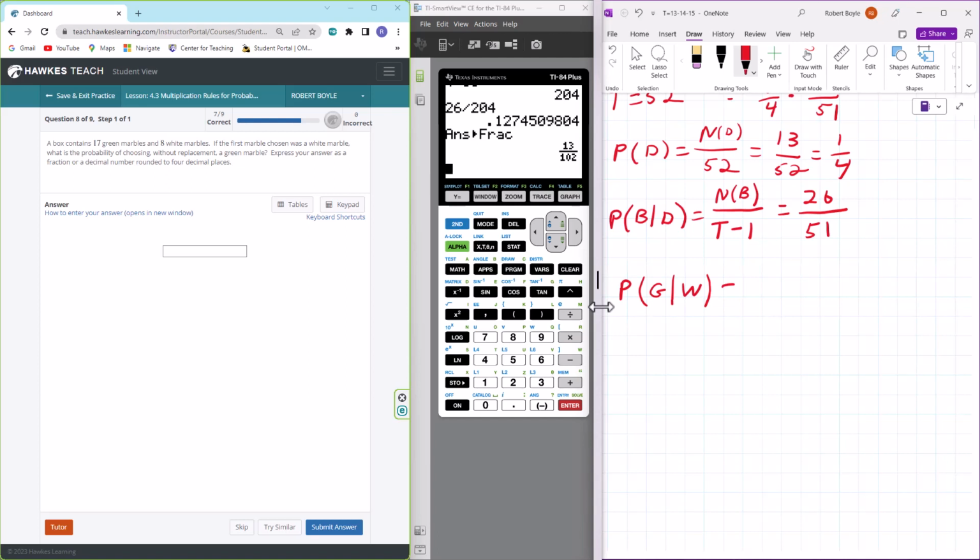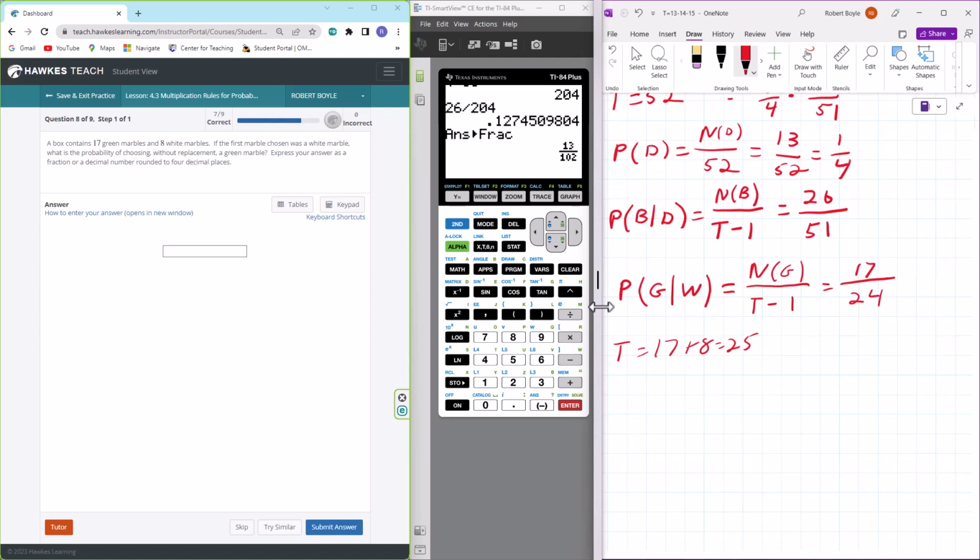Okay, well that is going to be equal to the total number of green marbles that are there divided by all the marbles that are left after you've chosen a white one. That is going to be t minus 1. Okay, t happens to be equal to 17 plus 8, which is 25. So t minus 1 is obviously 24. How many green marbles do we have? We have 17. T minus 1 is 24. That is our answer.